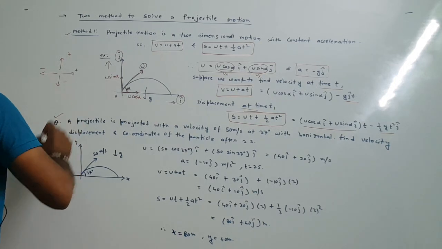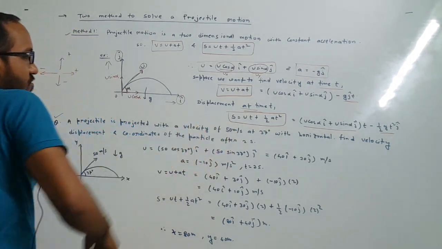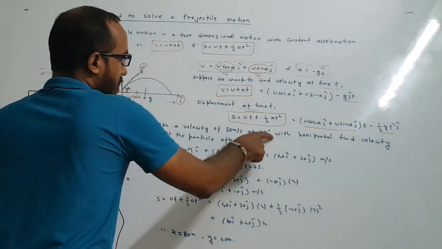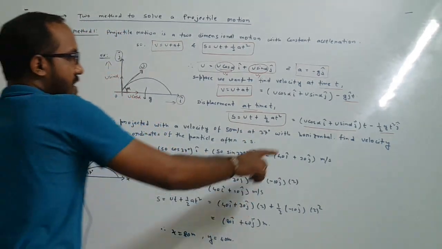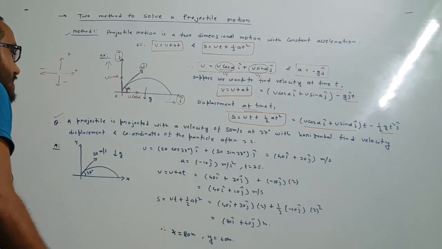Most of the sums will be solved by these two formulas. Now let us see one question. A projectile is projected with a velocity of 50 meter per second, that is u is given as 50 meter per second, with an angle of 37 degree with horizontal. Find velocity, displacement and coordinate of the particle after 2 seconds.